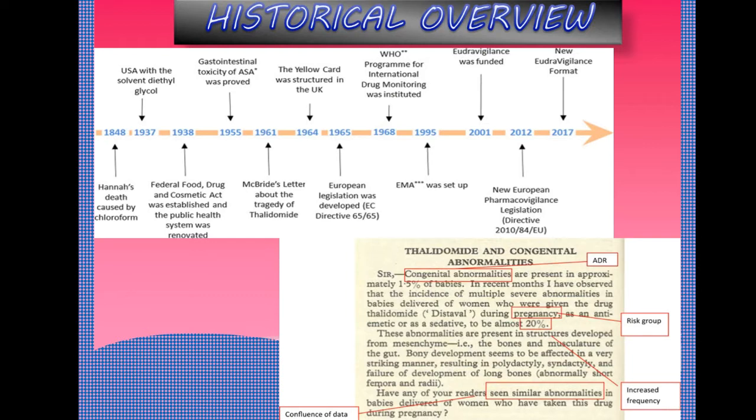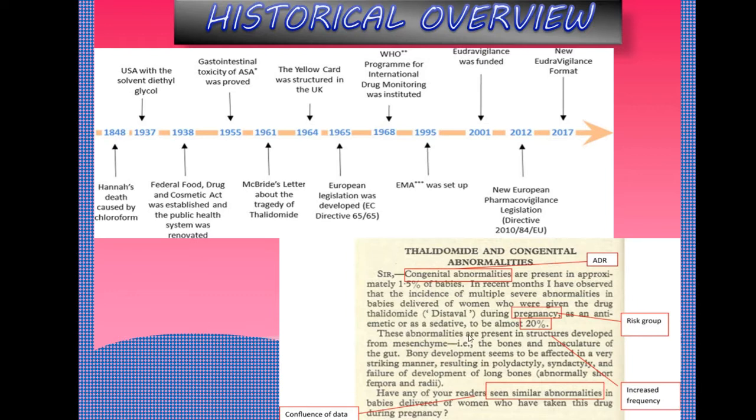So this is the copy of the letter which was sent by MC Bright to the Lancet journal. Here it can be seen that he has written that in recent months he has observed that the incidence of multiple severe abnormalities in babies delivered of women who were given the drug thalidomide during pregnancy as an antiemetic or a sedative was almost 20%. Thalidomide was also prescribed for morning sickness. When thalidomide was prescribed for morning sickness during pregnancy, congenital anomalies increased from 1.5% to 20%.